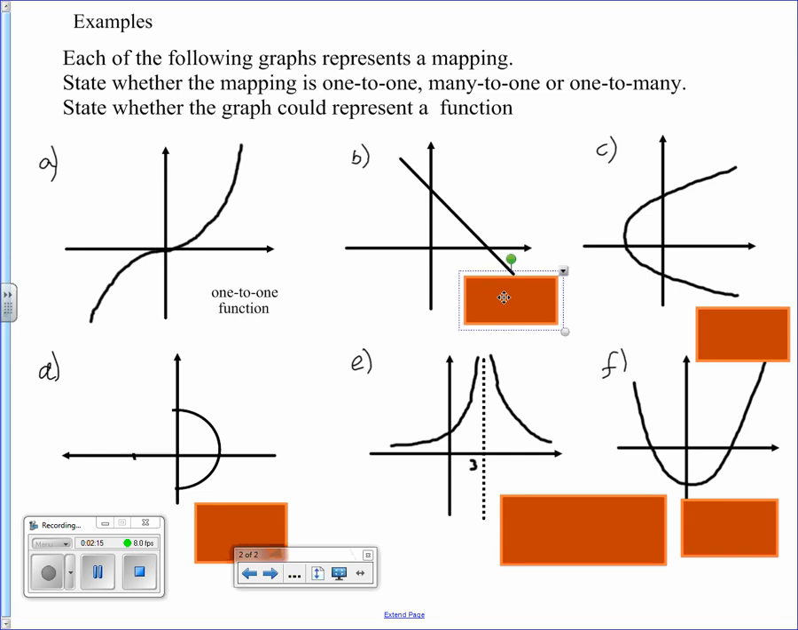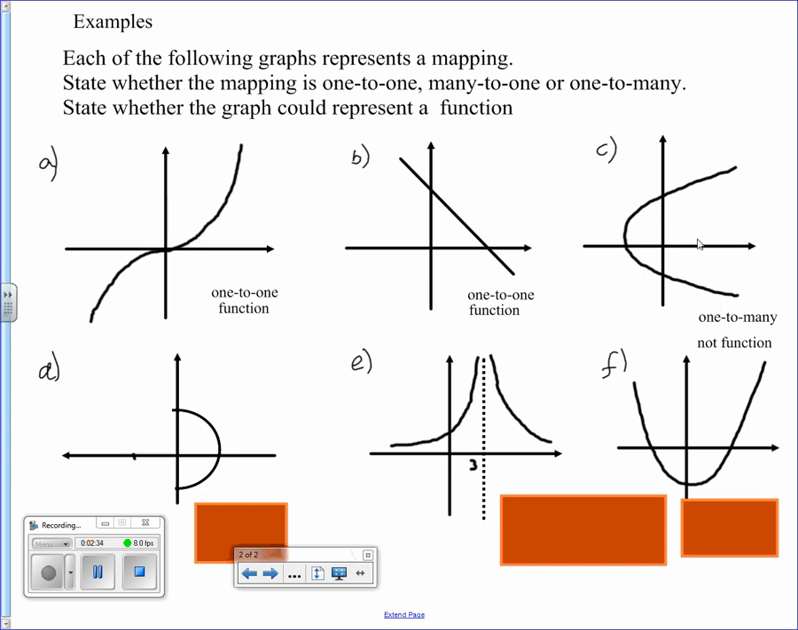The same for the next one. You can choose any value on the x-axis, go to the graph, and it corresponds to one value on the y-axis. The next one is an example of a one-to-many mapping.